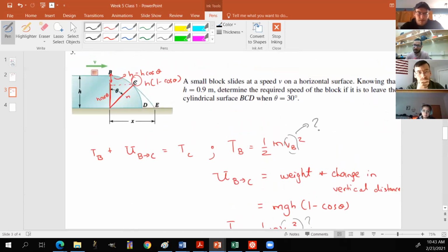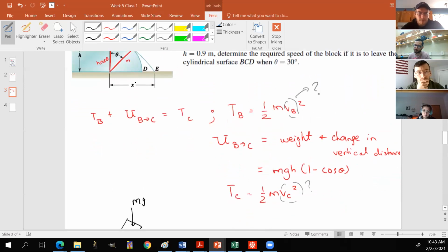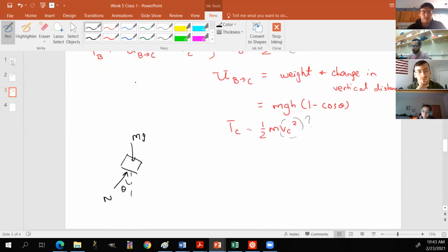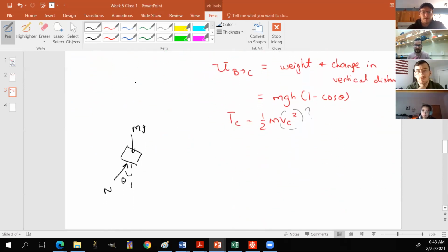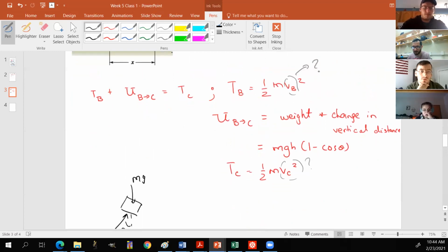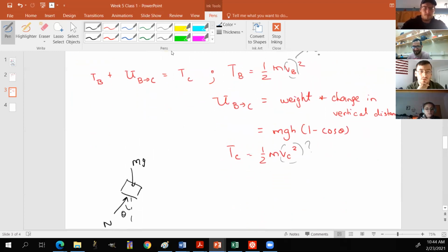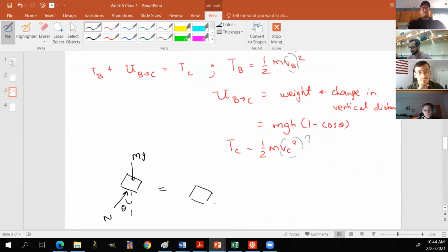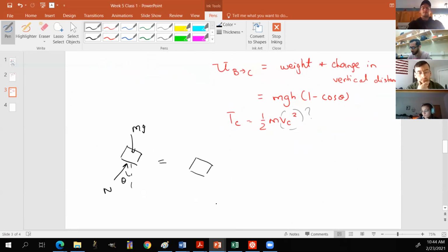At position C, what's going to happen? You lose contact with the surface, and your N is going to become 0, and you can use that to find out what vc is. How do you do that? Newton's second law. Use your kinetic diagram. How does that help? Well, remember normal and tangential components?